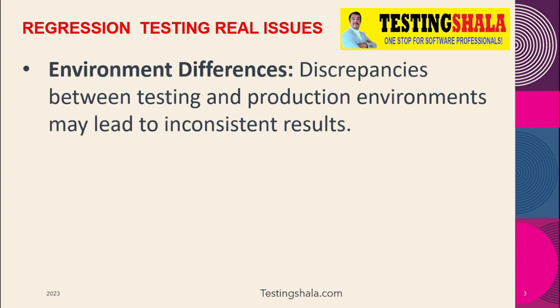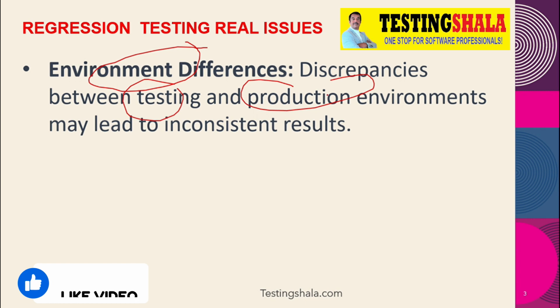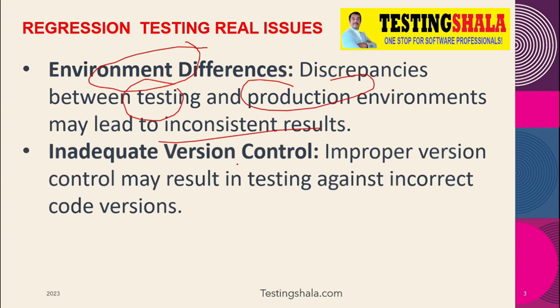And the next thing is environmental differences, because we should always maintain our regression testing environment in sync with production, as a simulated or production-like environment. If we are not consistently maintaining a similar environment in our testing, then we may see a lot of inconsistent results as well.